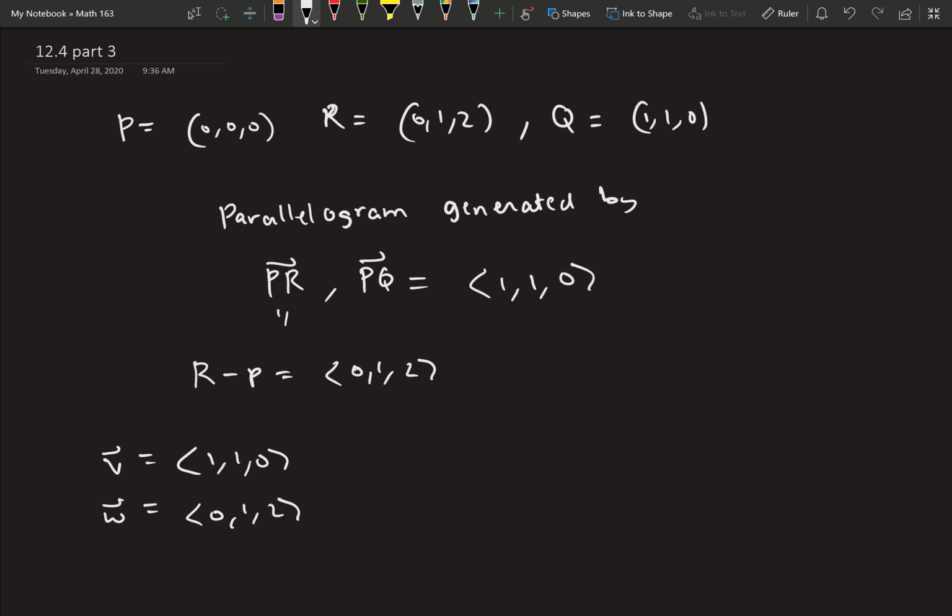Well, the area of the parallelogram, I suppose I could try to draw this. So 1, 1, 0 is sitting on the XY plane. 0, 1, 2 is sitting somewhere here. So overall, you would get some parallelogram like this. It's kind of like that. So this is our parallelogram.